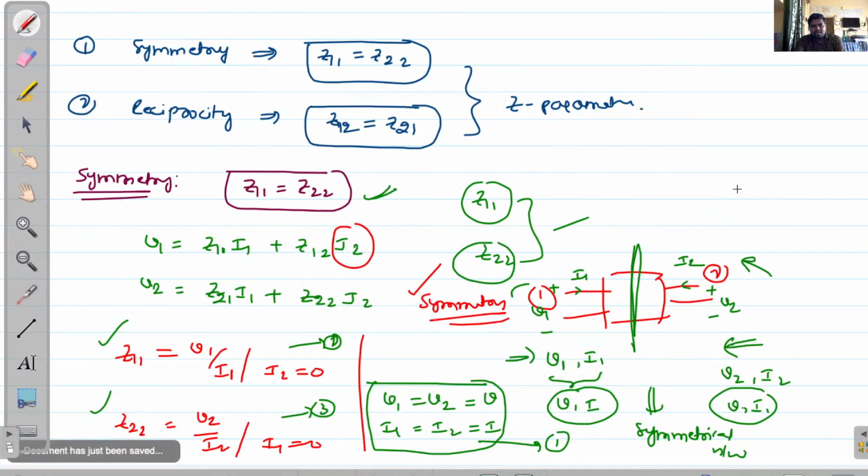So what is the symmetry condition? Z11 equals Z22, then the given network follows the symmetrical network condition. And if Z12 equals Z21, then the given network follows the reciprocity condition, and it is called a reciprocal network. Okay, this is about Z parameters. And one important thing: these symmetry and reciprocity proofs are the same for all the other parameters also. I will not explain for the remaining parameters.